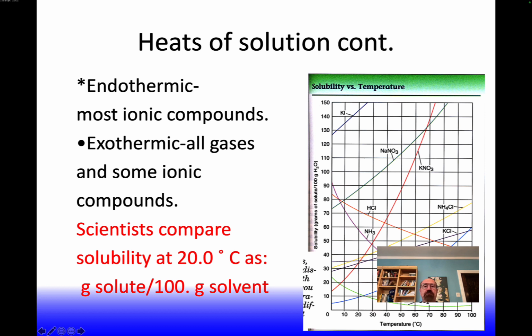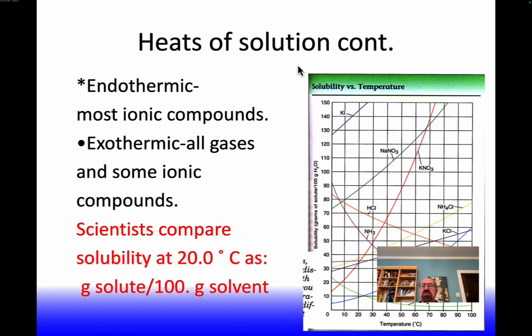Take a look at all the compounds that go up. If you look at their formulas carefully, you will see they are all ionic compounds. So, ionic compounds are considered endothermic. If you were to put them in water and stir, the water gets cold, and more will dissolve if we heat them up. Okay, so you can see that solubility increases with temperature.